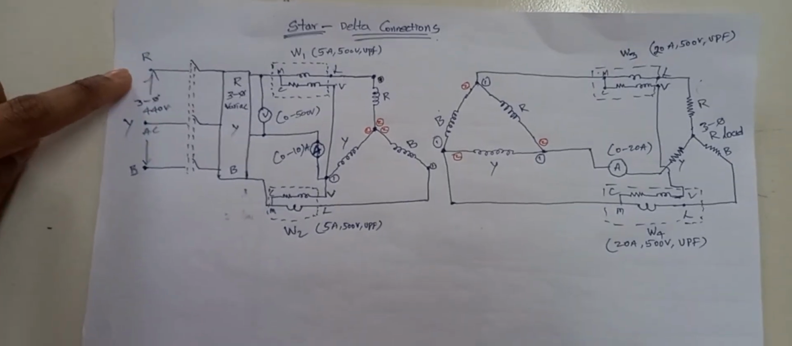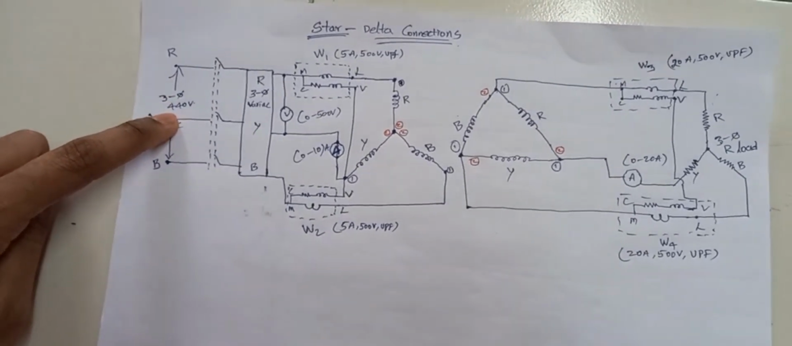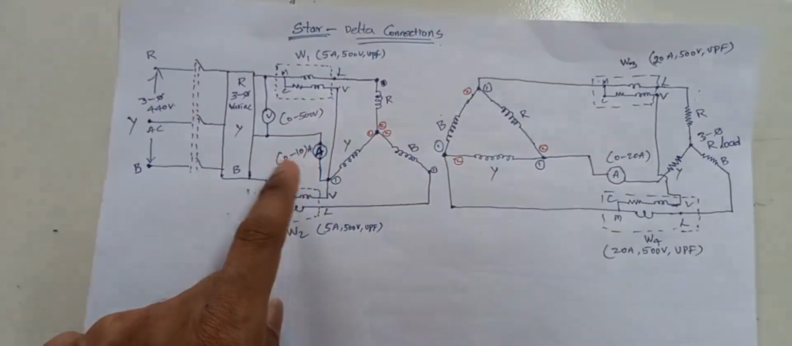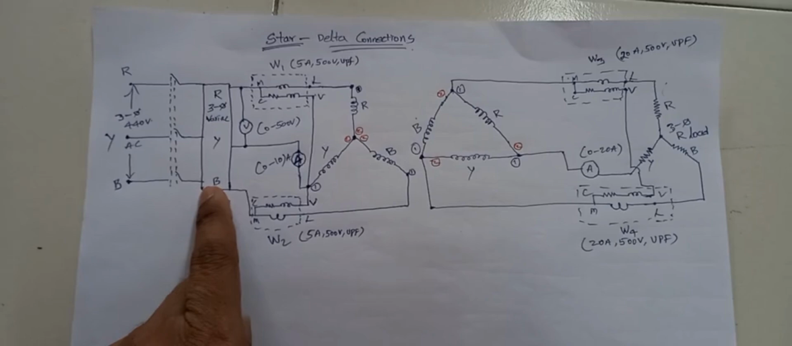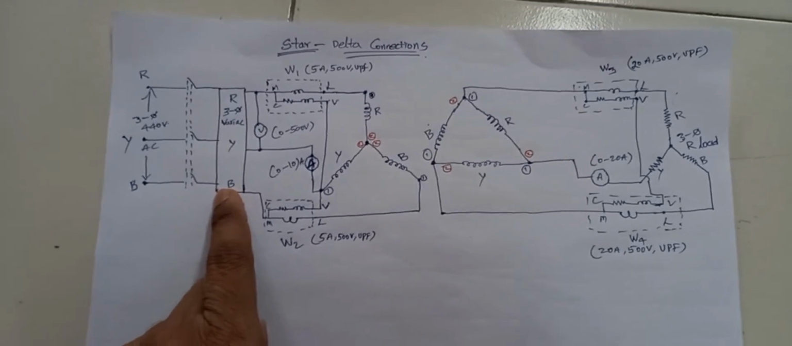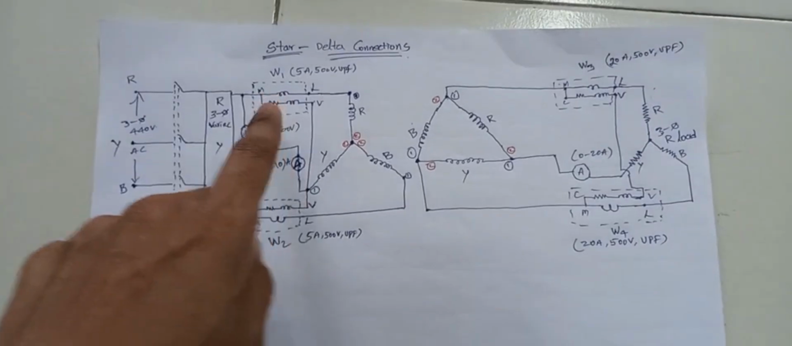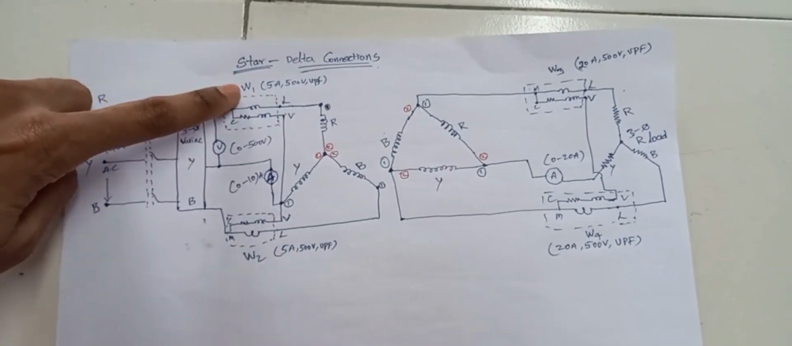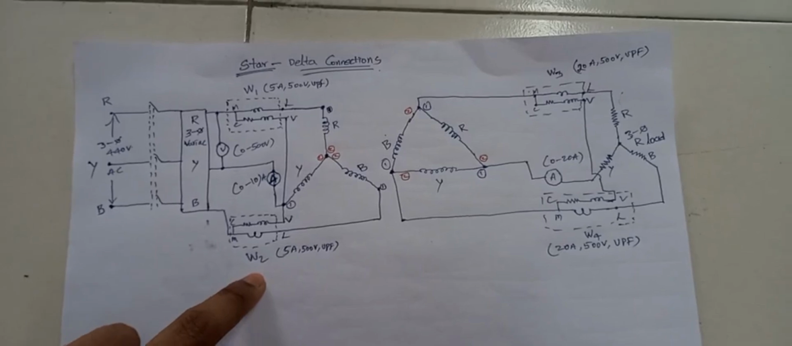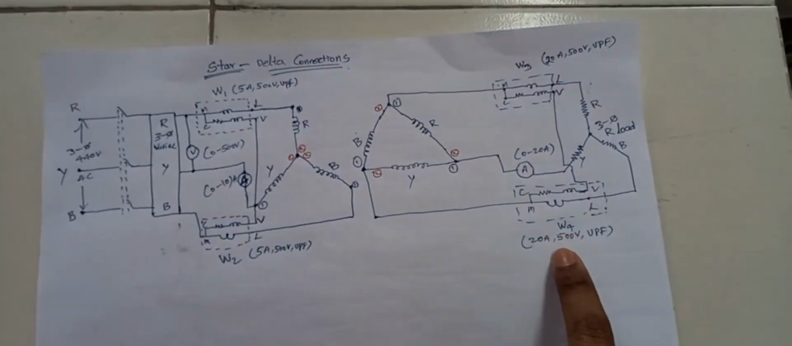Here we have a three-phase AC power supply. That one is 440 volts, and this one is the indication of the variac. By using this variac, we need to vary the voltage up to 440 volts, three-phase. And here we have 4 wattmeters. This one is wattmeter 1 and this one is wattmeter 2. In the delta connection also we have wattmeter 3 and wattmeter 4.